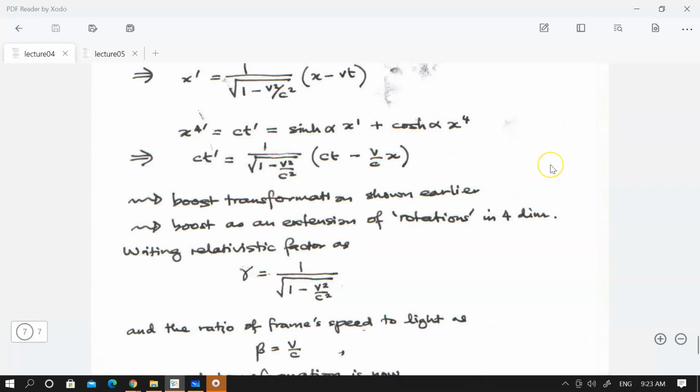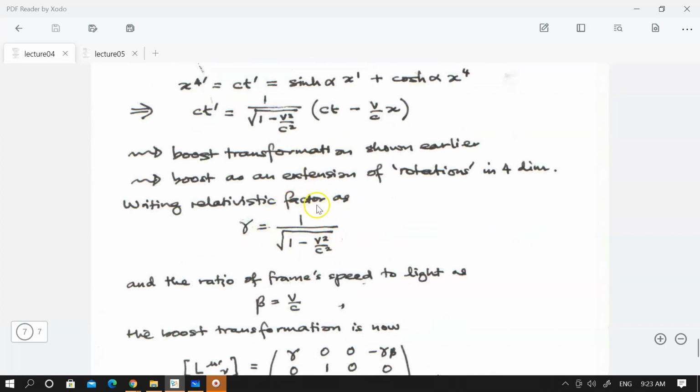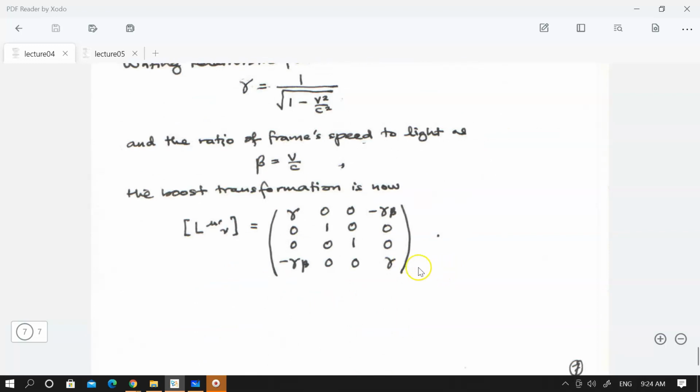And normally there is a standard notation that people use. These factors that you see always come about inside your boost transformation. This is called the relativistic factor, 1 over square root of 1 minus v squared over c squared. So this is written as gamma. And the ratio v over c is written as beta. Okay. So generally, one can think of your boost transformation as written as gamma, 0, 0, minus gamma beta here, and then gamma, and your y and z coordinates are not changed. So this is a boost along the x direction, making your inertial frame have a constant velocity in the x direction. Now I can ask you, without doing any proof, give me a boost in the z direction.